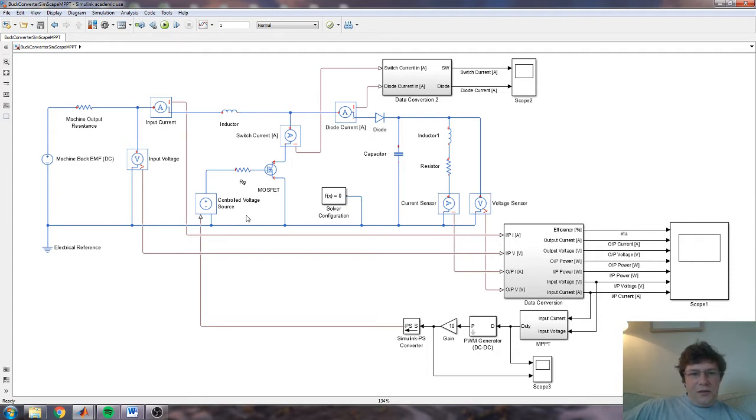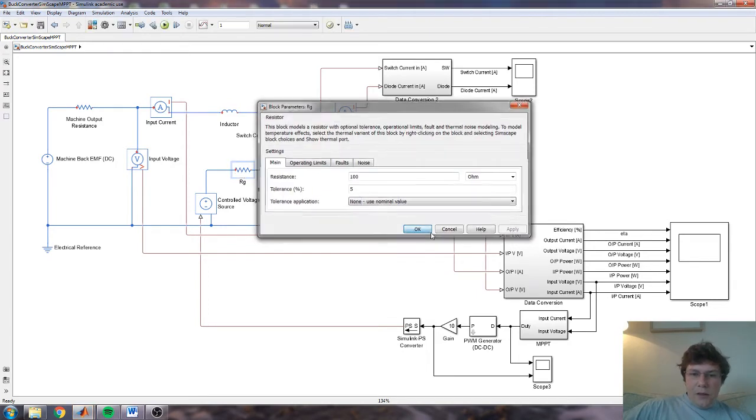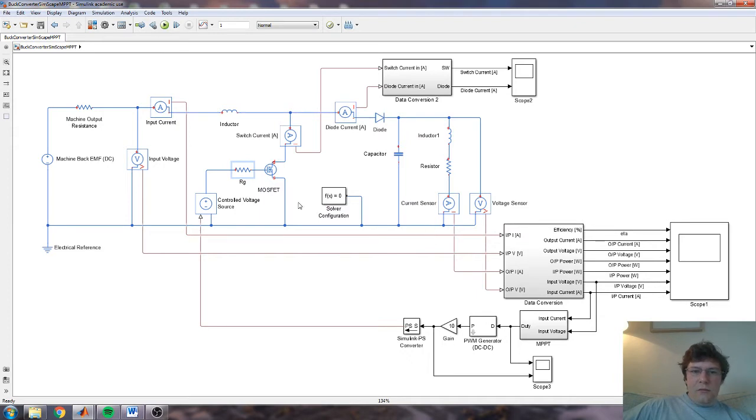As for the driver circuit, I've just got a controlled source and a gate resistance, and that in combination with the gate to all other electrode capacitances will decide the rise time and the switch on of the MOSFET. And I've selected RG, I think it's 100 ohms. Just so that we don't get too much shoot through in the waveforms up here, so they look like a textbook.